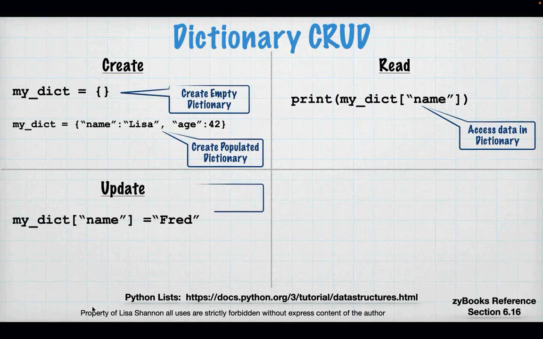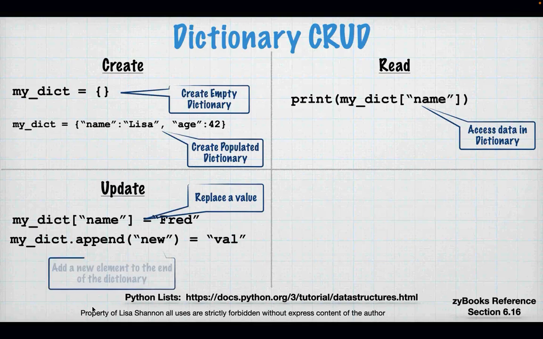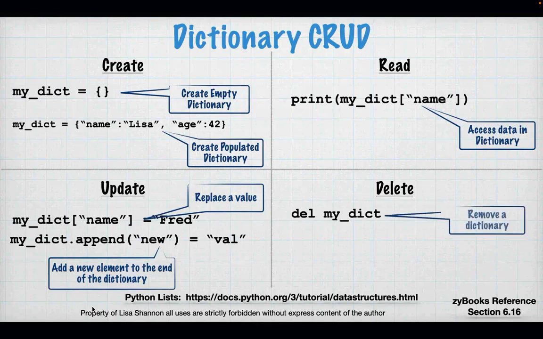Okay, update. I can change the value of an associated key by simply saying myDict, which is the variable, name, which is the key, and then assigning it the value that will replace it. In this case, the name is no longer Lisa, the name will be Fred. I can also append to the end of a dictionary by giving it the key and then assigning the value. I can delete the whole dictionary.